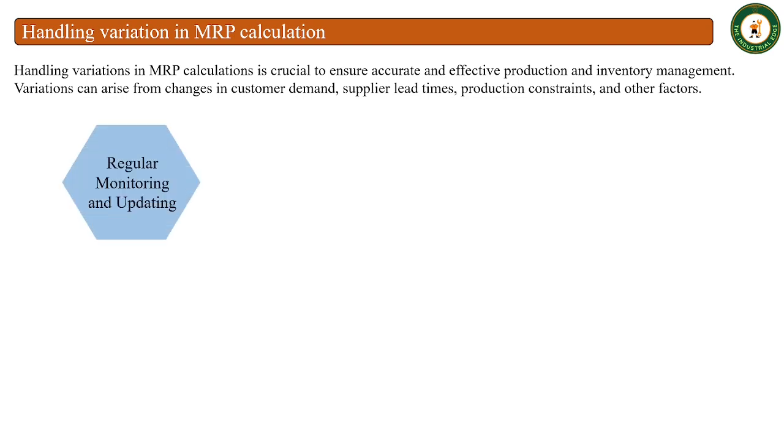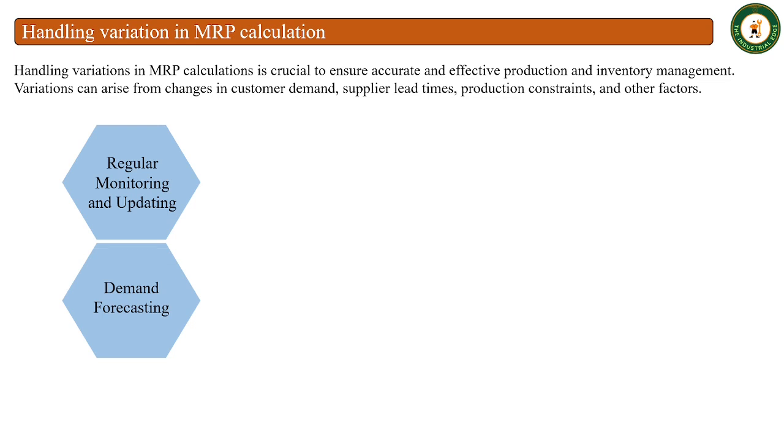Regular monitoring and updating. Keep close watch on actual demand, production schedules, and inventory levels. Regularly update MRP parameters such as lead time, order quantities, and safety stock levels to reflect the latest data. Also, adjust the MRP calculation based on the real-time information to align with current conditions.